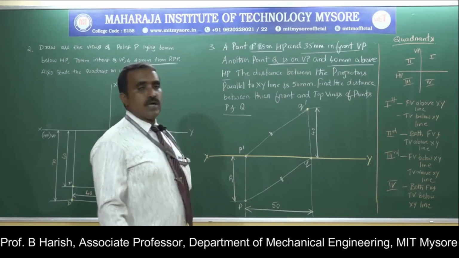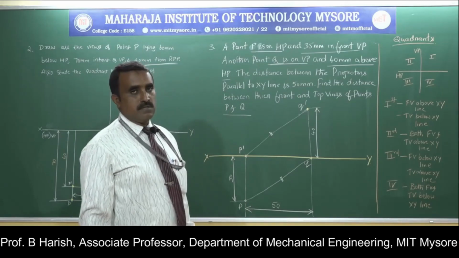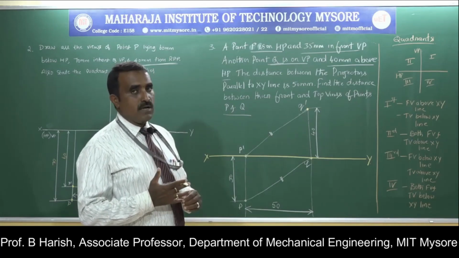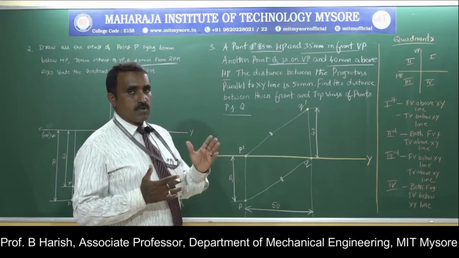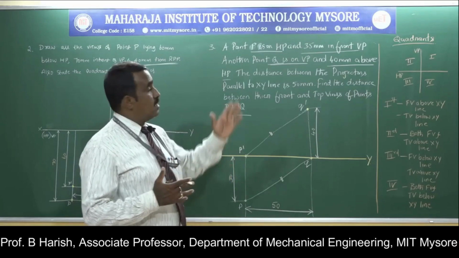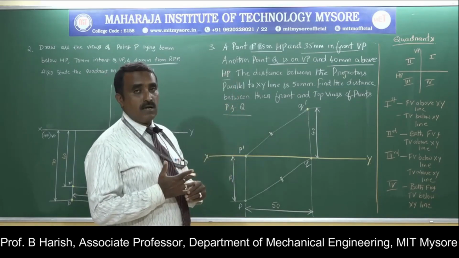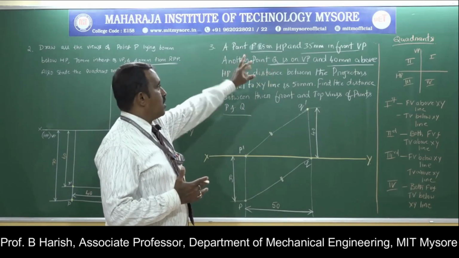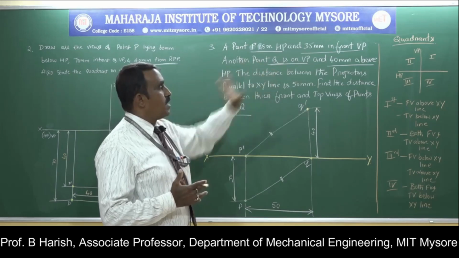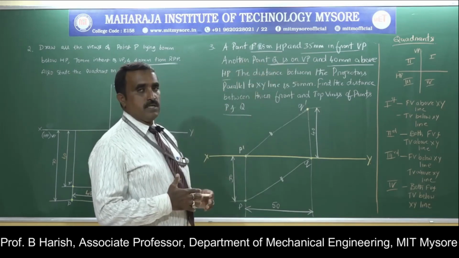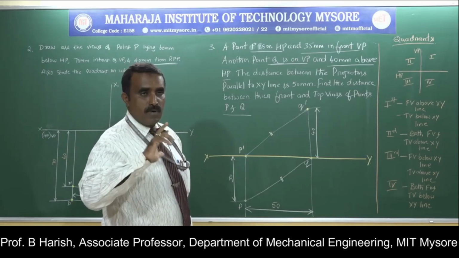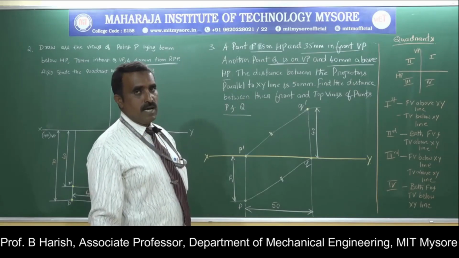Now, how to get the projectors? If you read the problem carefully, two points are given, point P and Q. The conditions of both the points are given. How to draw the projection? 35 mm in front of VP and on HP, then on VP and 40 mm above HP. So here I will draw the projectors on the common XY line.